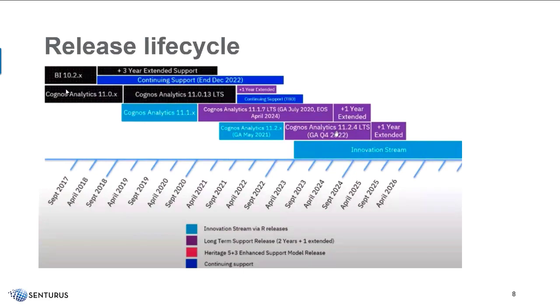We started off, in the top left with Cognos 10.2, then moving to Cognos 11 world. 11.0.13 was the first long-term support release. That was released in April 2019. 11.1.7 long-term support was released back in September 2020. And the 11.2.4 version was released just this past December 2022. That is now the most recent long-term support version. In the bottom right, you can see there's something called the innovation stream. That's what will eventually become 11.3.